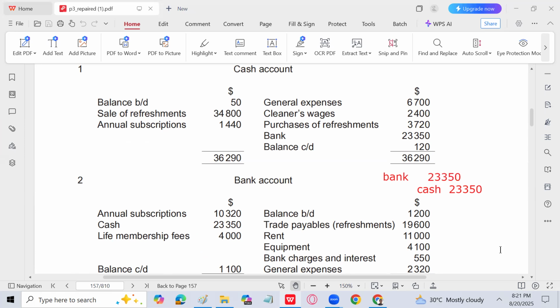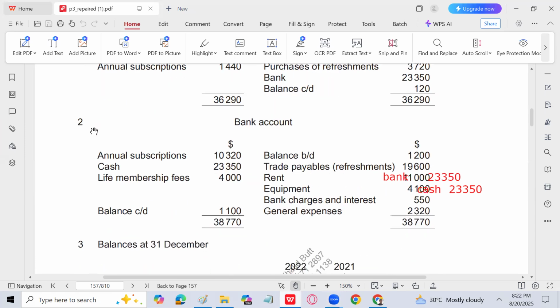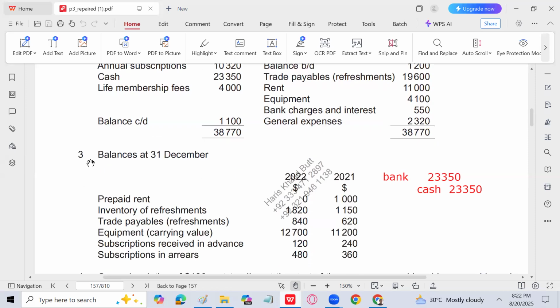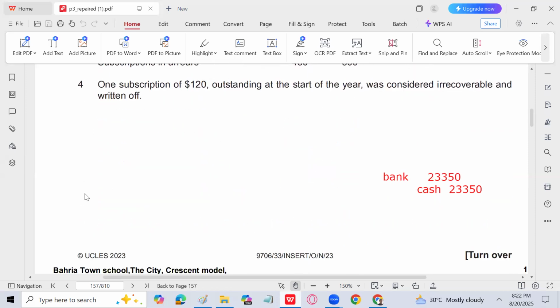Here we have deposited some sale of refreshment into the bank actually, right? So when we have deposited cash into the bank, the bank is going to be debited by 23350 and cash is going to be credited with the same amount. That is why the amount is the same. Though this question doesn't require us to go for this particular point, I just want to explain it because it has come once in our past papers, and it has come again in this particular past paper, but not according to that criteria.